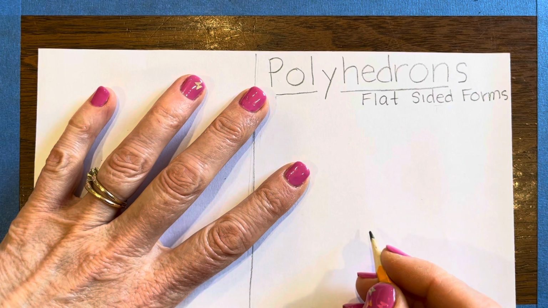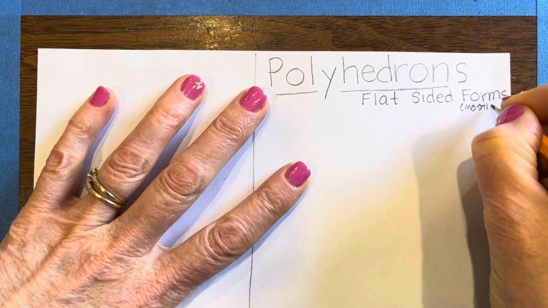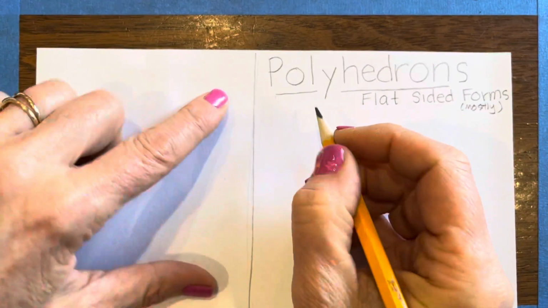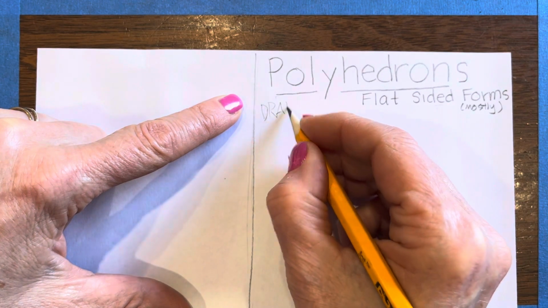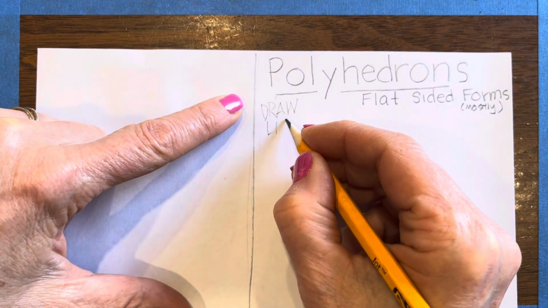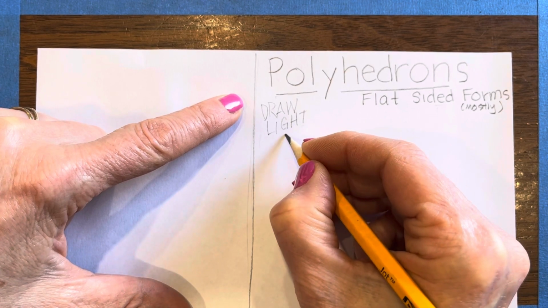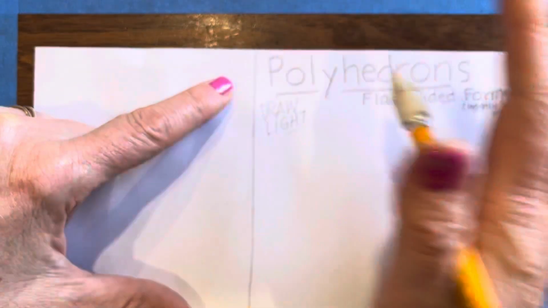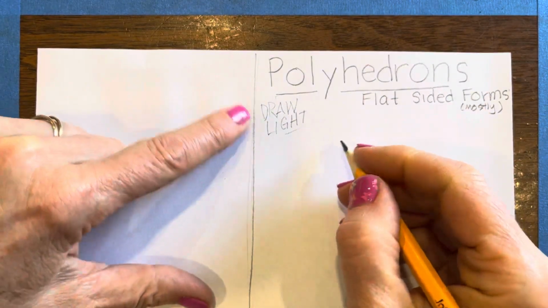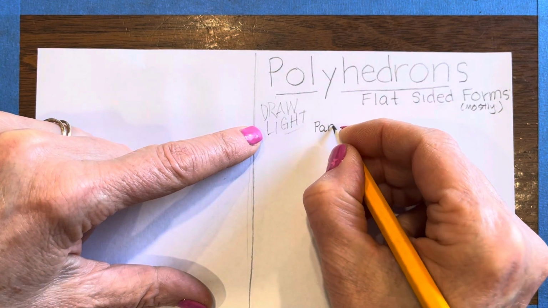Flat-sided forms. And I'm going to write mostly. Okay. And I would like for you to draw lightly. So I'm going to write that. Draw light. Why do I want you to draw light? So that it's so easy to erase if you need to erase something, okay? And also, like I said, parallel, P-A-R-A-L-L-E-L.